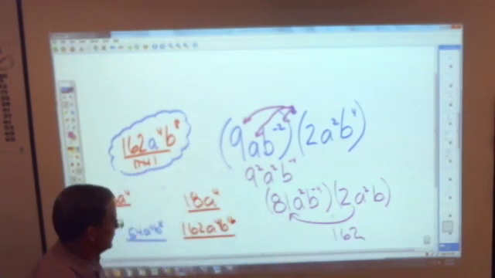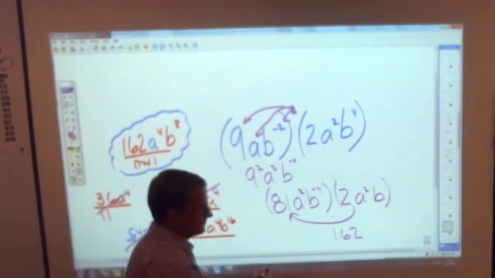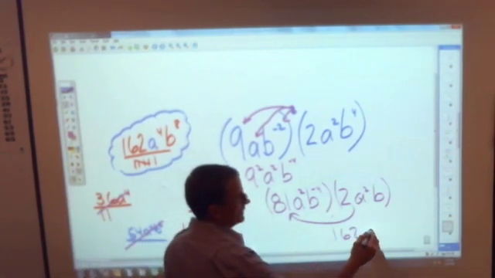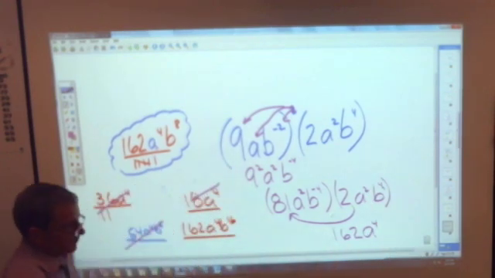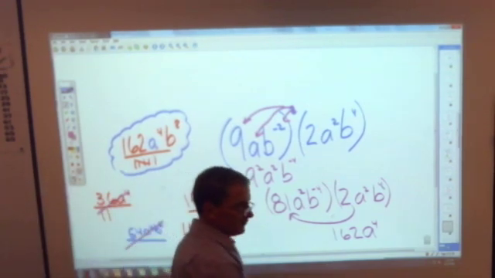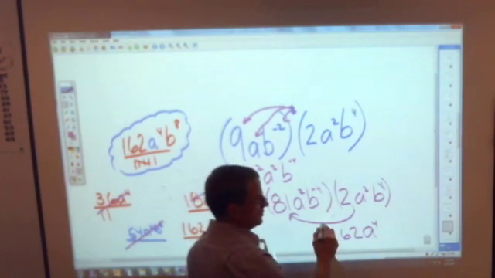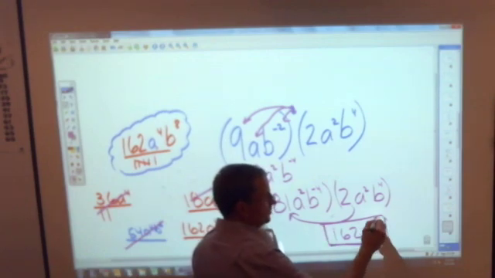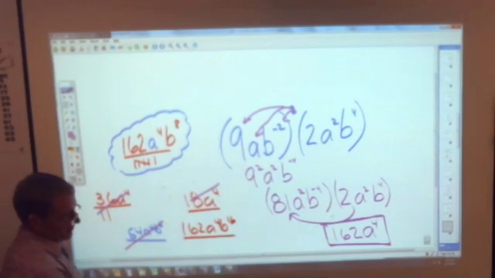So far if you put 162, we got the number right. What about the letters? Well, what is a squared times a squared? It is a to the fourth. And what is b to the negative fourth times b to the fourth? 0. Yeah, you add exponents together. B to the 0, which means there is no b at all. Which means, unfortunately, all of your little hockey players should have sad faces on it too.